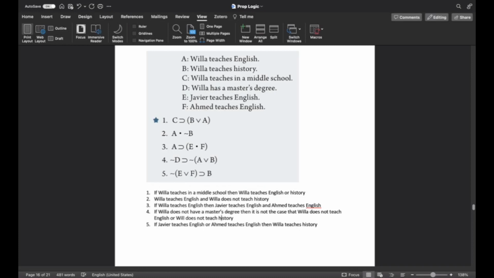Okay, is this what you meant? So it is not the case that Willa teaches. So you got to remove the Willa does not teach. If Willa does not have the master's degree, then it's not the case that Willa teaches English, right? Yep. Is that right? Yeah.